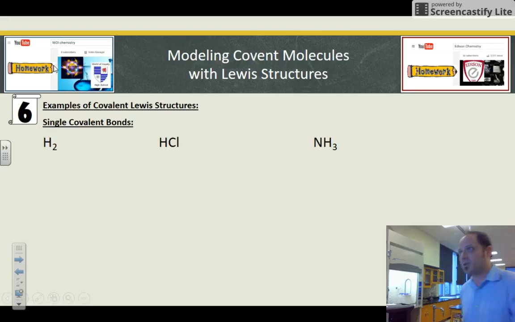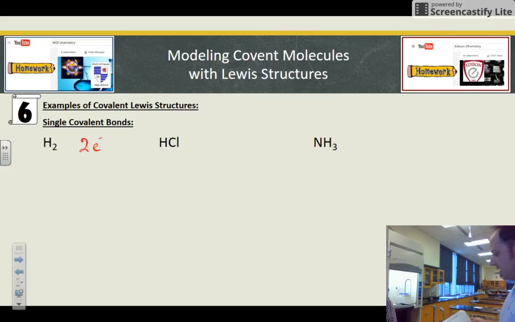So, Mr. Milks, first thing, H2, the simplest molecule in the universe. Each H brings 1. So how many total valence electrons? We got 2 total electrons to play with. He is going to connect them first and then count. That single solid line represents 2 electrons. So he's used the 2 electrons that he was supposed to.